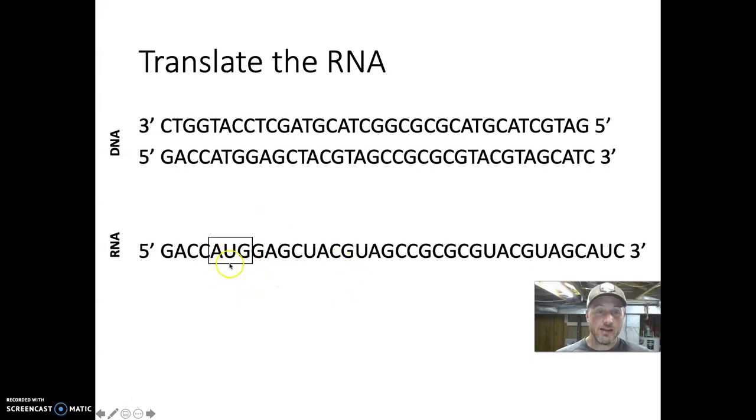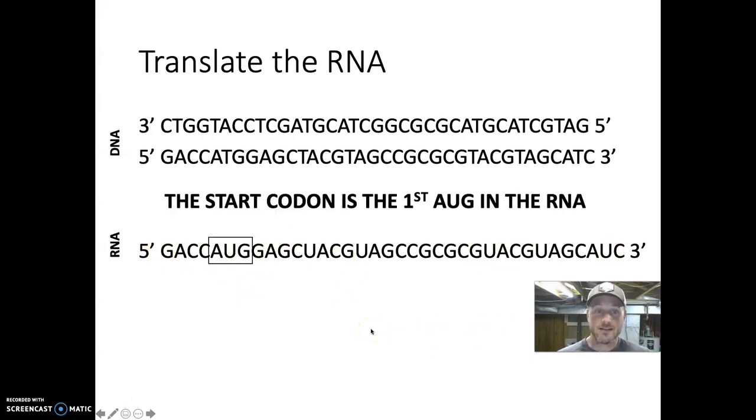So if you're ever looking at an RNA sequence and you're asked to translate it, you've got to find the first start codon. So the start codon is always the first AUG in that RNA. Sometimes, in some examples, it'll be the very first 3 letters. Sometimes it'll be 5 letters in, like mine is. So we find that start codon, and then it's time to begin the translation process.